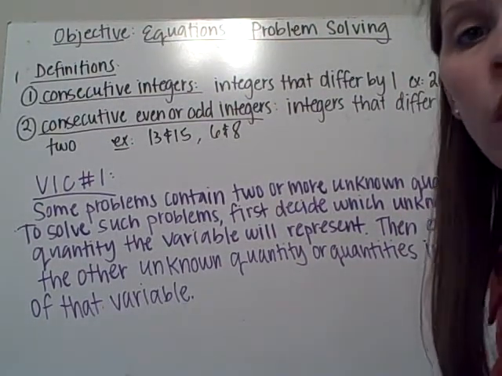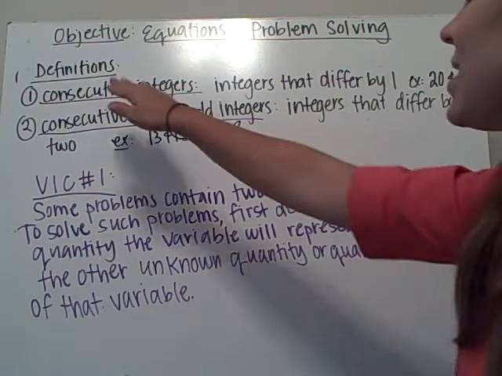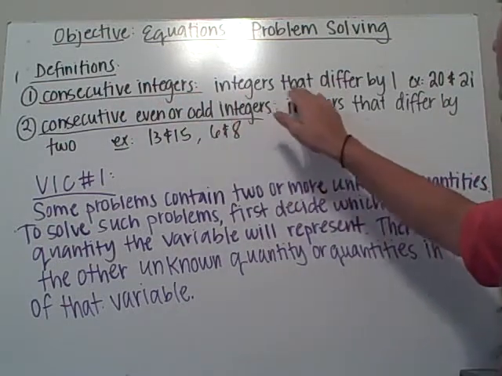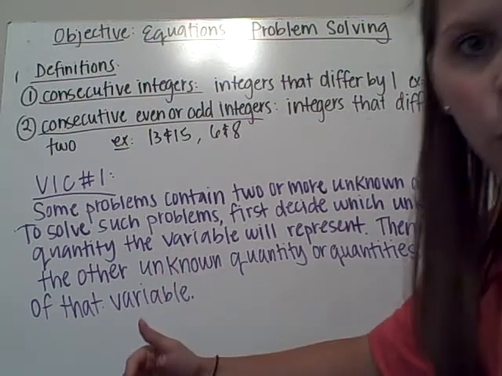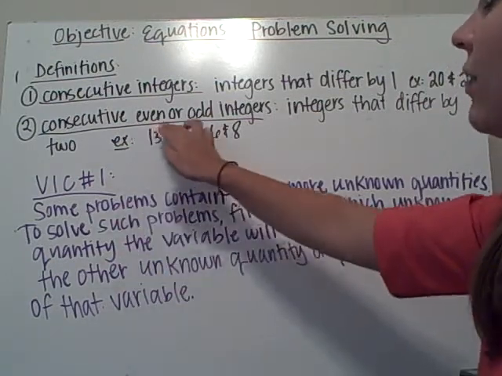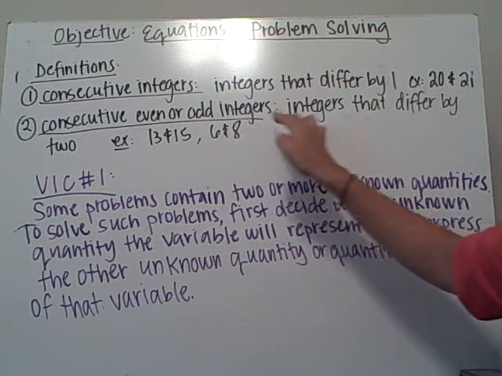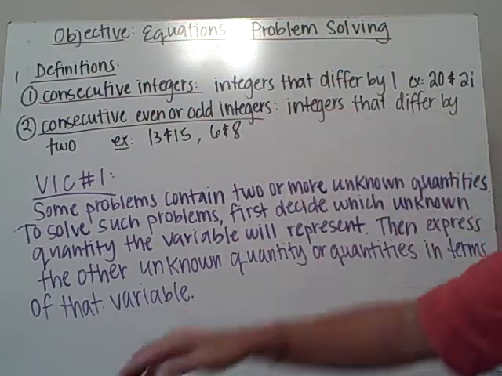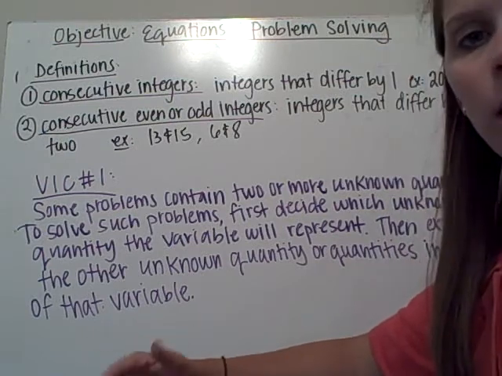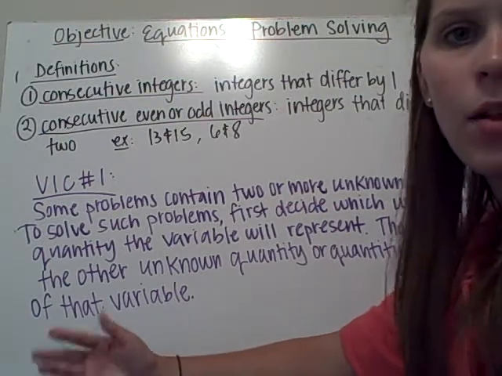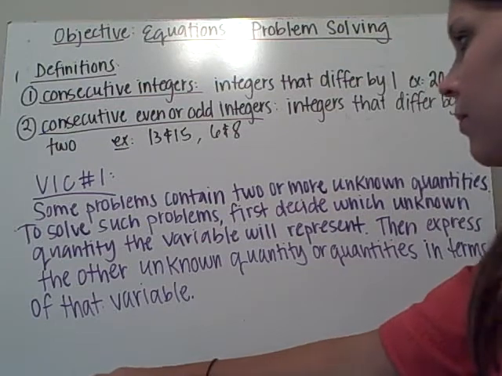Equations and problem solving. Definitions. Consecutive integers are integers that differ by 1. For example, 20 and then 21. Consecutive even or odd integers are integers that differ by 2. For example, 13 and 15 are consecutive odd integers. 6 and 8 are consecutive even integers.